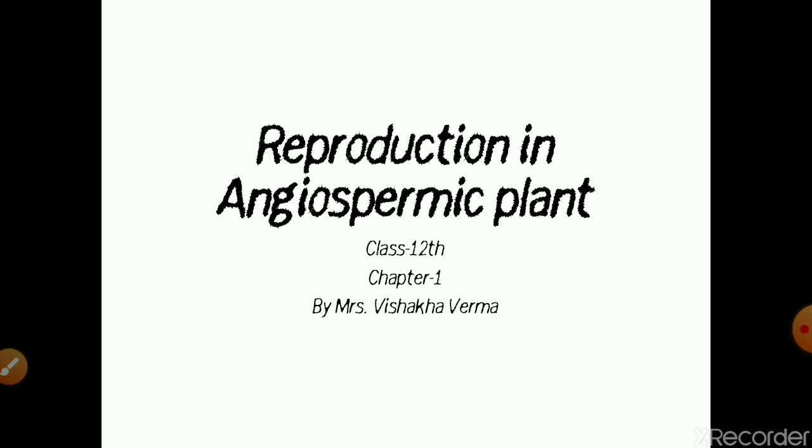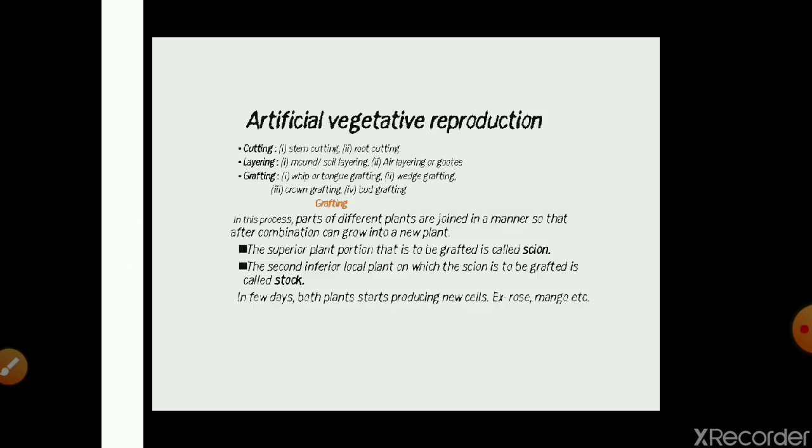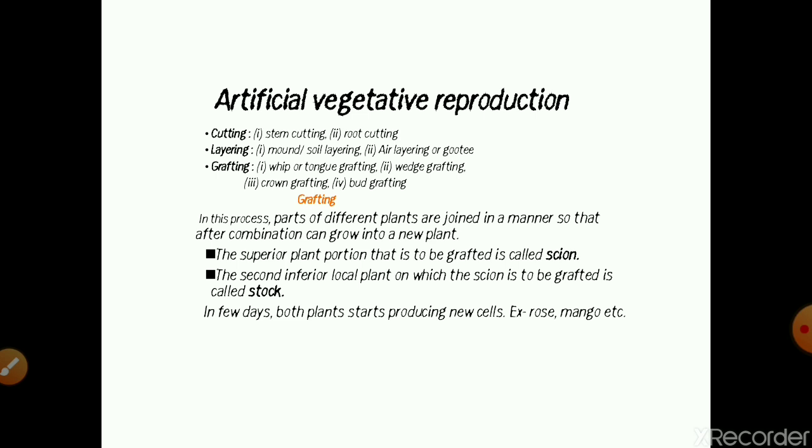Today we'll be talking about the remaining part of reproduction in angiospermic plants, which is the first chapter of class 12th. We had already discussed natural vegetative reproduction and two parts of artificial vegetative reproduction, which are cutting and layering. In this video we'll be talking about grafting.